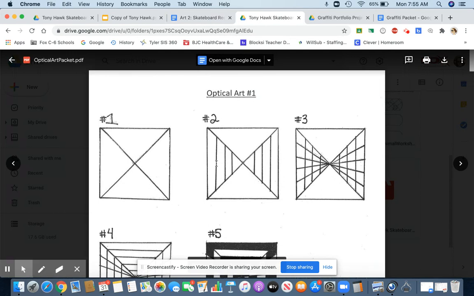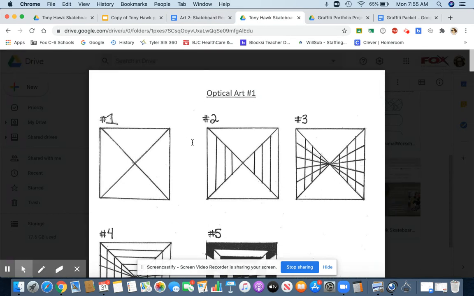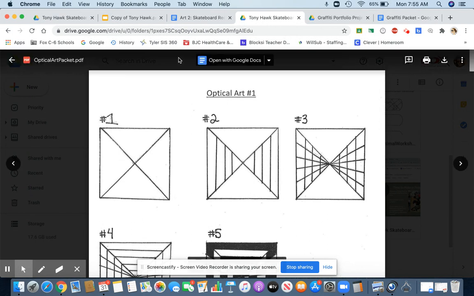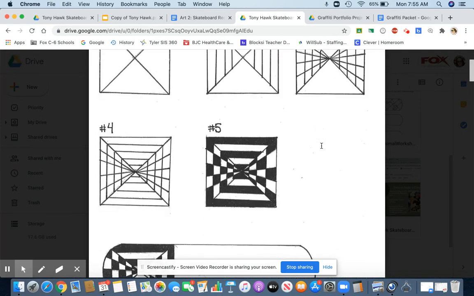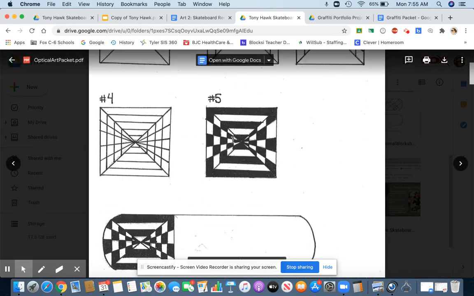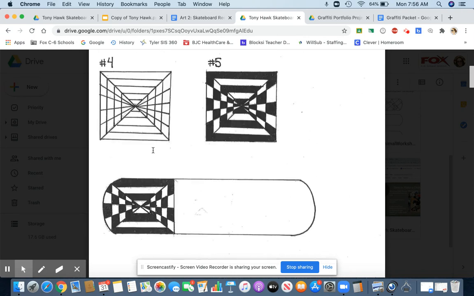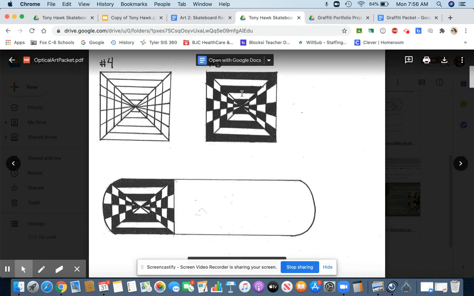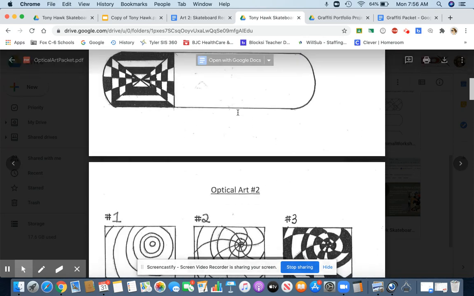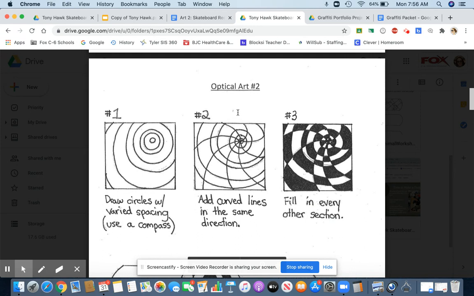This right here is an optical art packet, and I have this online. I think it's literally labeled optical art packet. I created this, and it goes step by step and shows you how to make different optical art illusions, as well as giving you an idea of how you could use it on your skateboard. Now, does this mean you need to use it this way? No. Does it mean you can't change this? Absolutely not. You can change this however you want. It's your project.